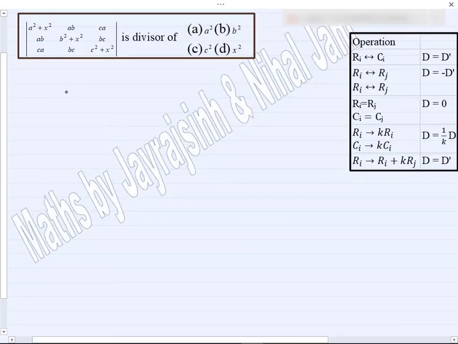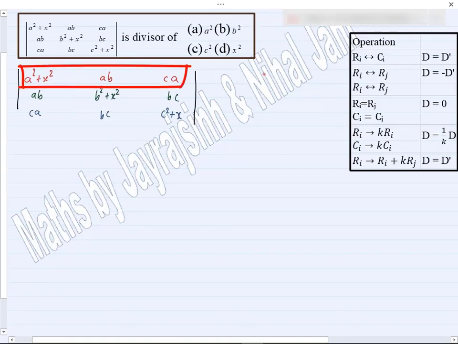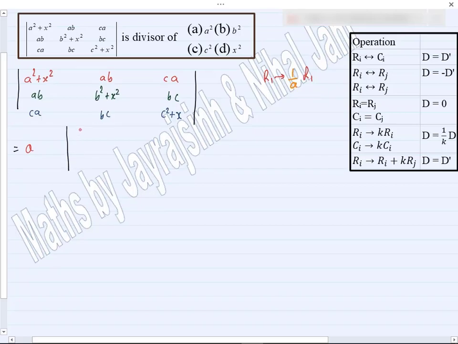In this question, we have to find divisor of this determinant, and for that, let's try to divide our first row by A. Using operation, R1 gives 1 upon A R1. So if we are dividing first row by A, we have to multiply A with the determinant. So our first row will become A square plus x square divided by A, then AB by A will give us B and C. Similarly, we can do with the second row.